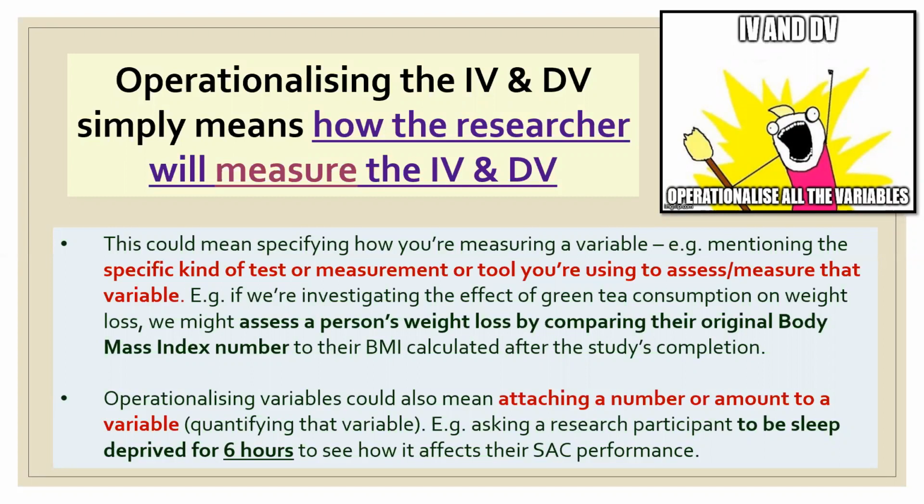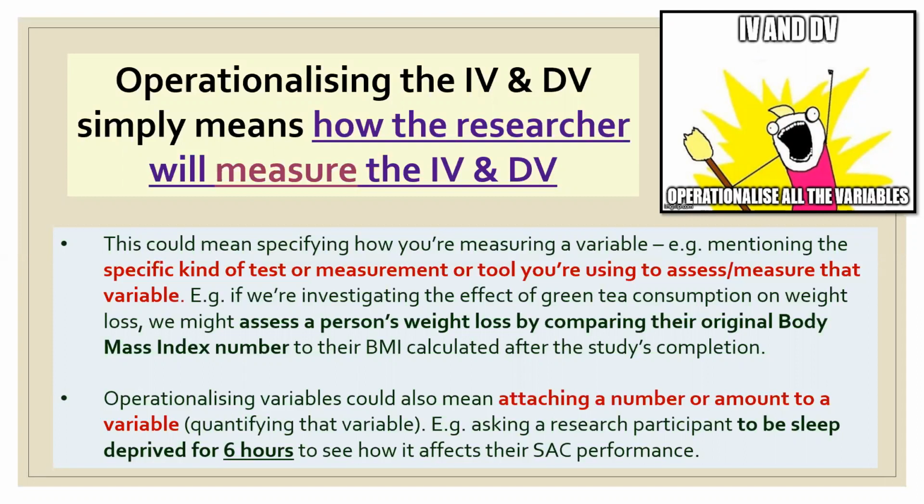So what do we mean when we talk about this first dot point here, that we can also operationalize variables by stating the type of tool that we're going to use? Well, if I'm going to investigate the effect of green tea consumption on weight loss, my research question is, does regular green tea consumption result in weight loss for healthy adults? I might assess those healthy adults' weight loss by first looking at their original BMI before they had the green tea, and then after they had the green tea for a few months, looking at their after BMI. So before BMI, before the study, and then the after body mass index. Okay, and that's obviously a tool, or a number that I can use to measure that particular weight loss.